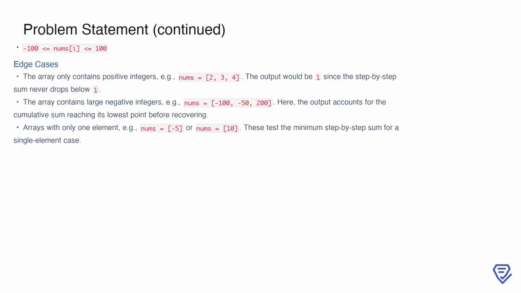On the other hand, if the array includes large negative numbers, like nums equals -100, -50, 200, we need to account for the lowest point the cumulative sum reaches before recovering. For single-element arrays, such as nums equals -5 or nums equals 10, the solution tests whether the single value can keep the sum above 1 or requires adjustment. These examples and constraints help highlight the range of scenarios this problem addresses.